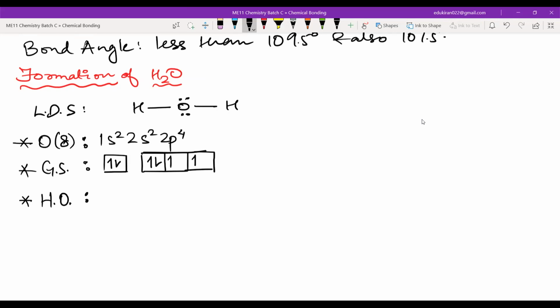Oxygen is making how many bonds? We have been asking this question, na? We have been asking this question about the central atom. Nitrogen is making how many bonds? Carbon is making how many bonds? So tell me, how many bonds is oxygen making? 2 bonds.